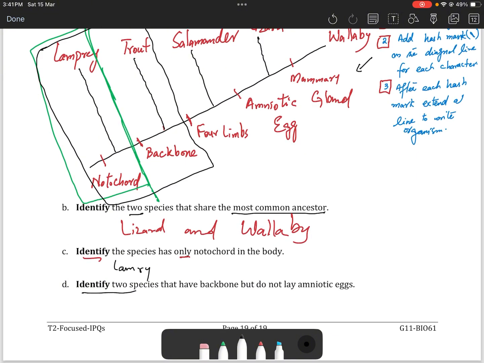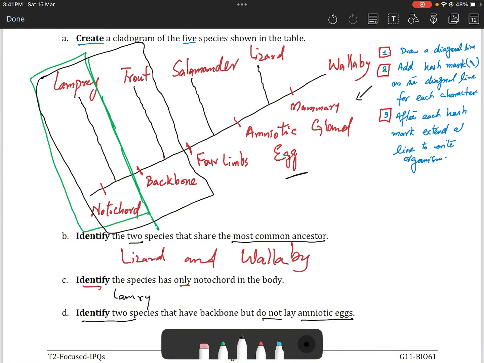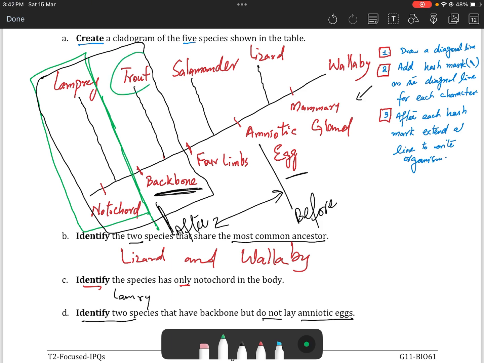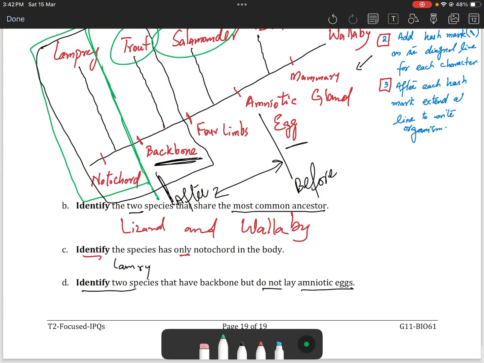Identify the two species that have the backbone but do not lay amniotic egg. So before amniotic egg, okay? So this is amniotic egg. Any before the amniotic egg, we need to say two species that have the backbone. And backbone started from here. So after backbone, before amniotic egg. So before this part and after this part. Okay, so in between this area. Who are the two? They are trout and salamander. Okay, so we will write down here trout and salamander.